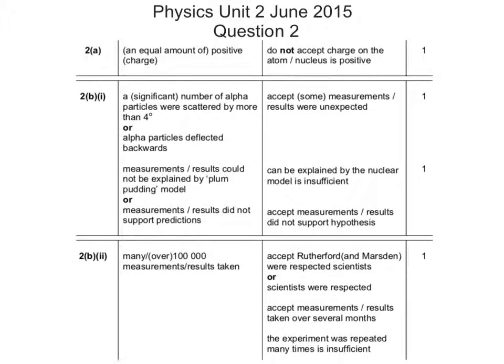This is question 2 of the Unit 2 June 2015 GCSE Physics paper. On screen now is the mark scheme for the question, so please mark your work. Part 2C is on the next slide, so you may wish to pause the recording now so you can mark 2A and 2B, and on the next slide we'll move on to marking 2C.